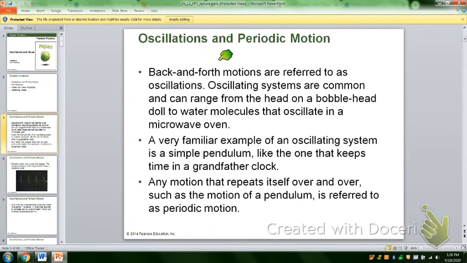All right, it says back and forth motions are referred to as oscillations, which are things we just talked about. Oscillating systems are common and can range from a bobblehead doll to water molecules oscillating in a microwave oven. Familiar examples of oscillating systems would be a simple pendulum, like one that keeps time in a grandfather clock. So let me go show you a picture of a pendulum.